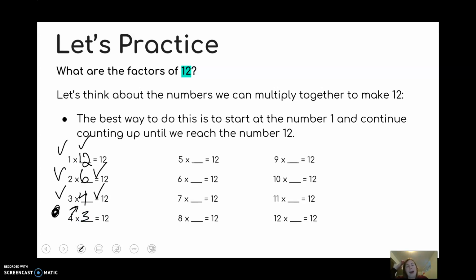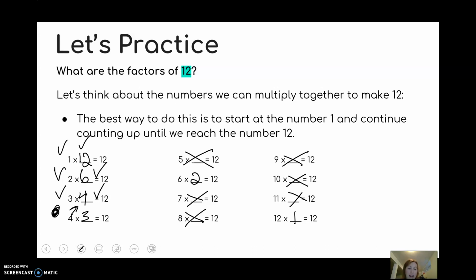Then if I were to think about 5 times what equals 12, I think about the multiples of 5, and I get 5, 10, 15. Wait a second. 12 isn't in there. So 5 is not a factor of 12. 6, we already said that 6 times 2 equals 12, so we know that. But 7, 8, 9, 10, and 11 are not factors of 12. And I know that because if I were to do the multiples of those numbers, I would never get 12. So the last one is 12 times, and we said that 12 times 1 equals 12.